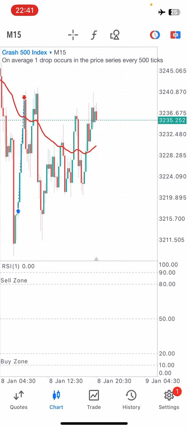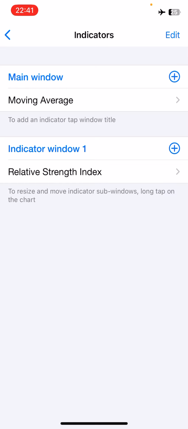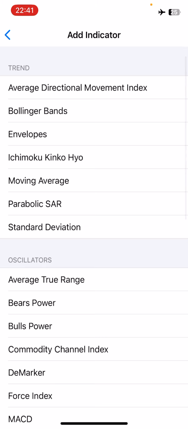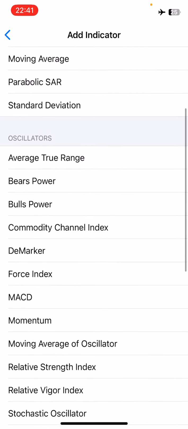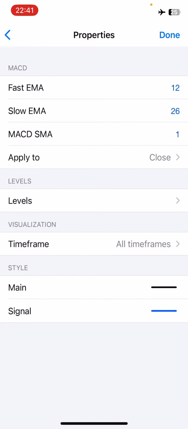Going back to our strategy, the last indicator that we need to install, I'm going to go to my indicator section. This time we're going to click where it says indicator window 1, and from indicator window 1 we're going to add the MACD, and this MACD is going to have the following properties. The fast EMA is going to be 12, the slow EMA is going to be 26, the MACD SMA is going to be 1, apply to close, and on your visualization, again, like I said, all time frames.